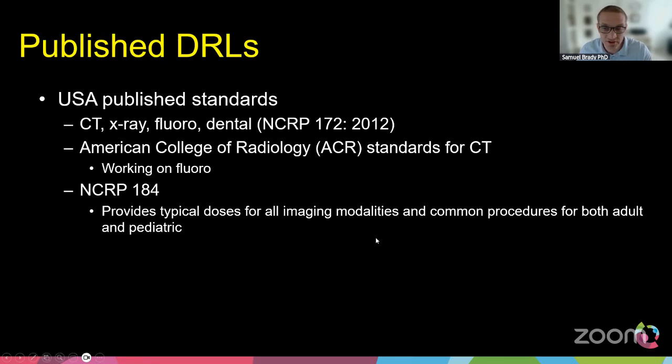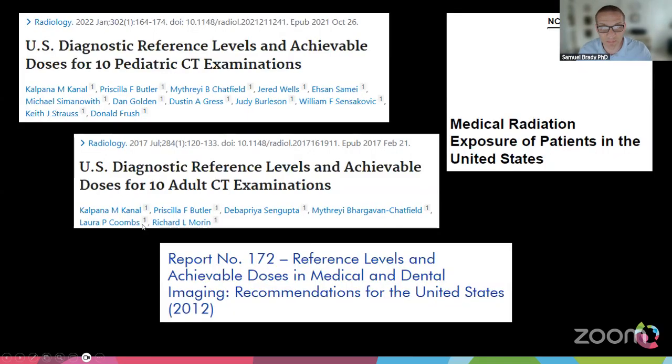After 2012, in 2016, there was another report from the NCRP, Report 184, where they then updated the doses for all imaging modalities. Here I give you just an example, and I will be sharing my slides with the AOSR, so you don't have to take pictures or collect this. All of this will be for you as you download these slides.